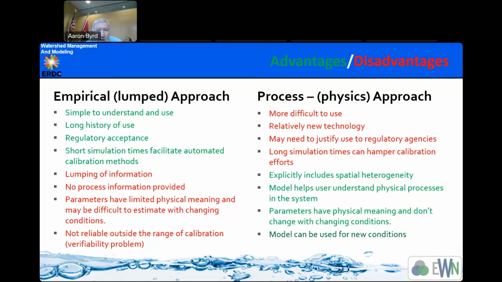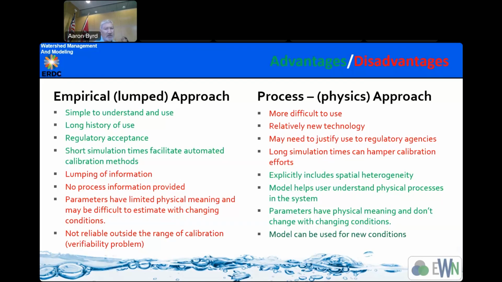So, switching over to the process-based models. It's almost like a complete flip. They're more difficult to use. I mean, it's not a new technology. You've got to remember, I've been doing this since the 90s. In 1995 it was an extremely new technology, but now it's still relatively new. You may still need to justify the use to regulatory agencies. That really hasn't changed. Long simulation times can hamper calibration efforts. I mean, if your simulation takes 2 days, how many parameter sets can you analyze, right?